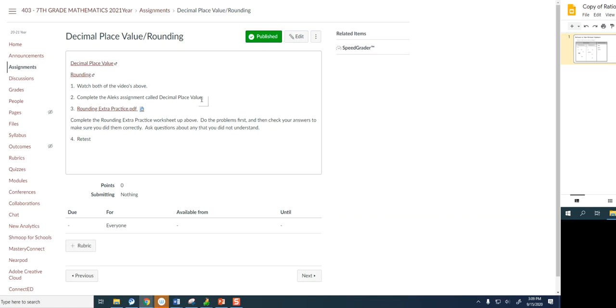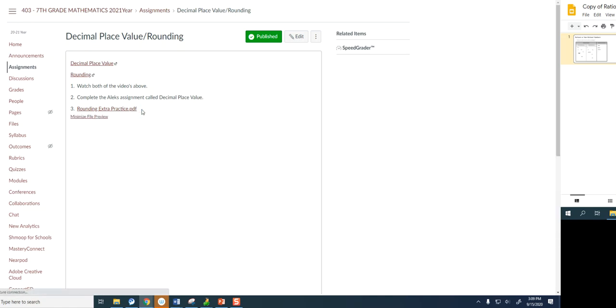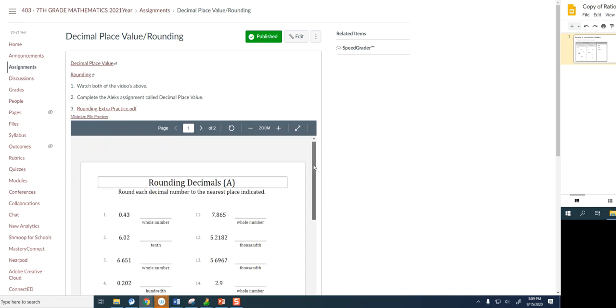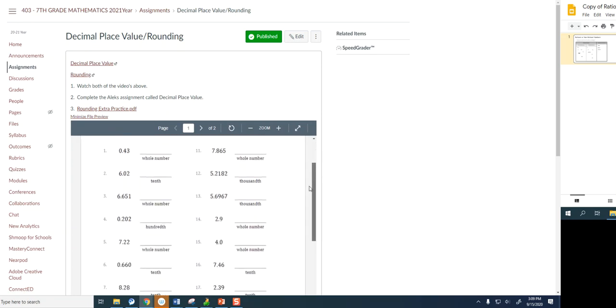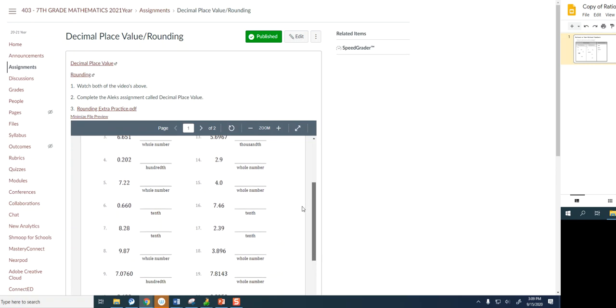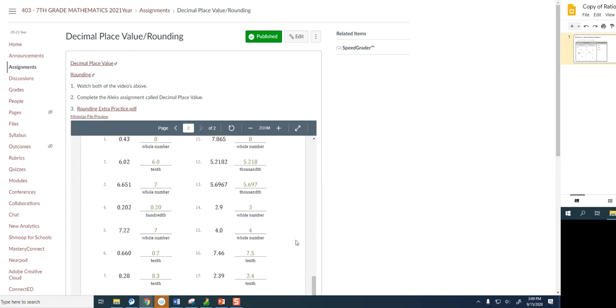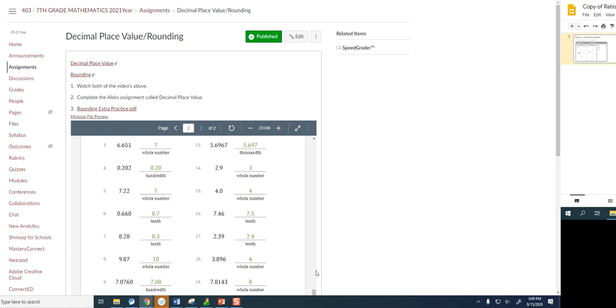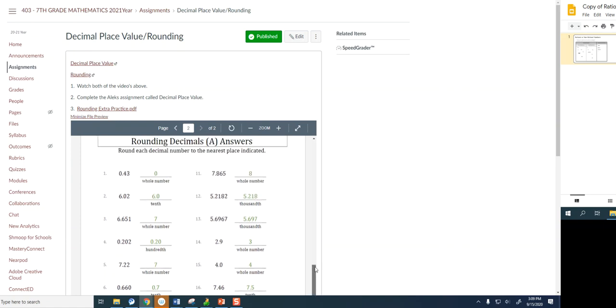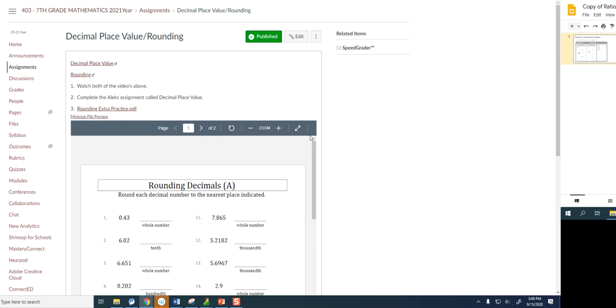And then after they have watched the videos, they are going to do 2 things. There's an ALEKS assignment called place value, and then there's also this rounding extra practice. When they click on this, it's going to bring up some practice problems for rounding, and below that you can see I also attach the answer key, so that will help them practice rounding so that when they come to do the retest, they're actually ready for it.